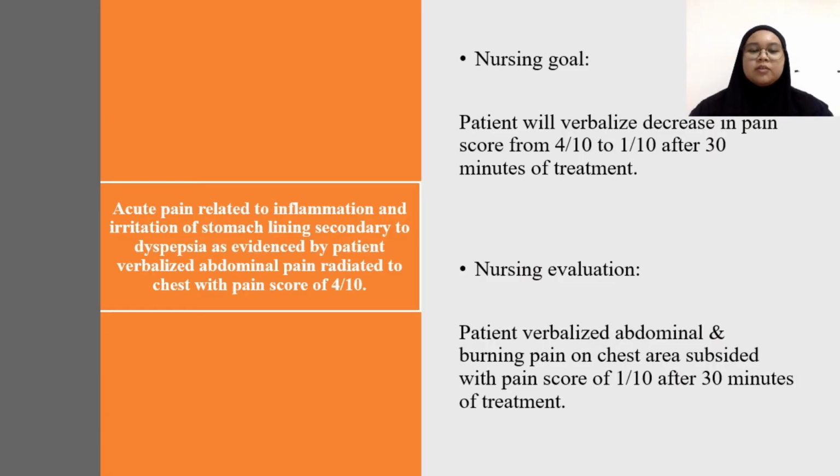The first nursing diagnosis is acute pain related to inflammation and irritation of the stomach lining secondary to dyspepsia, as evidenced by the patient verbalizing abdominal pain radiating to the chest with a pain score of 4/10. The nursing goal is that the patient will verbalize a decrease in pain score from 4/10 to 1/10 after 30 minutes of treatment. The nursing evaluation after the implementation of nursing interventions is that the patient was able to verbalize that the abdominal and burning pain in the chest area subsided, with a pain score of 1/10 after 30 minutes of treatment.